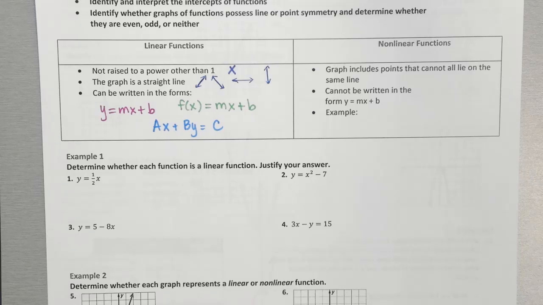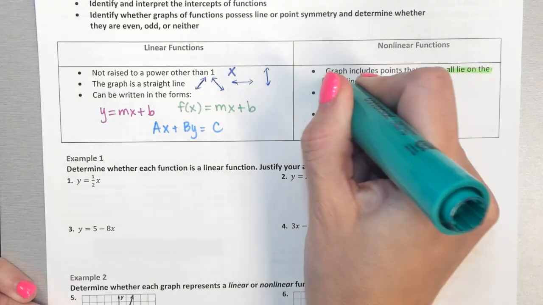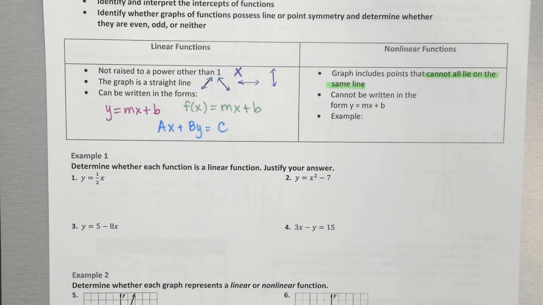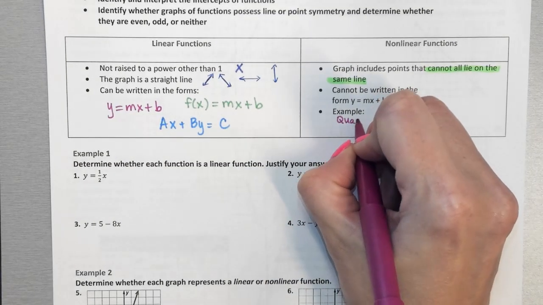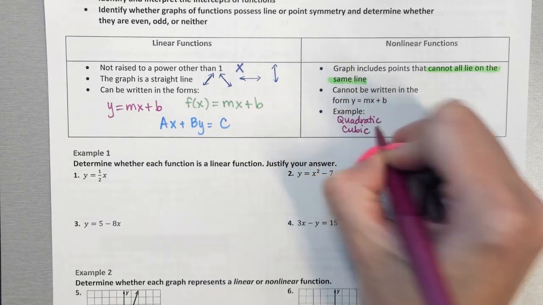Okay. All right, and then this year we will talk more about nonlinear functions. This is going to include points that cannot all lie on the same line. Okay, and by that they do mean a straight line. You're going to have curves in there. It also cannot be written in the form y equals mx plus b. Examples of that would be a quadratic function and a cubic function.